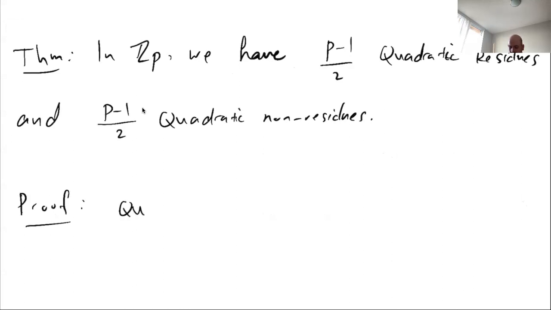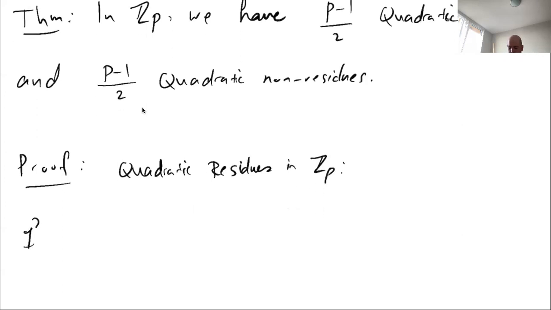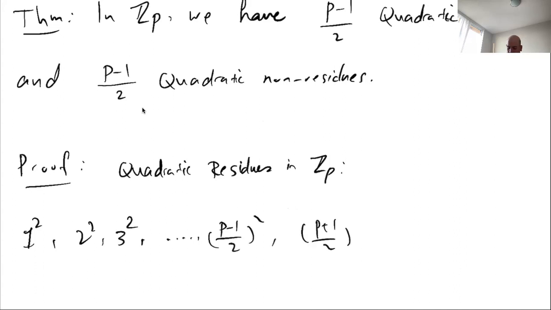So quadratic residues in Zp will be 1 squared, right? 2 squared, 3 squared, all the way to ((p minus 1)/2) squared, then ((p plus 1)/2) squared, and all the way to (p minus 1) squared.